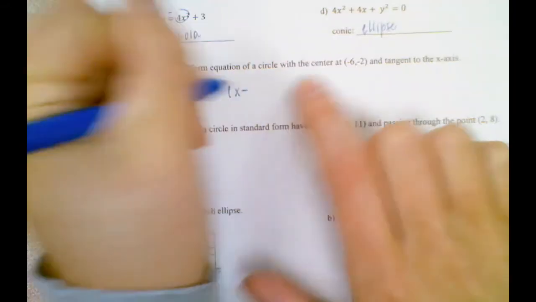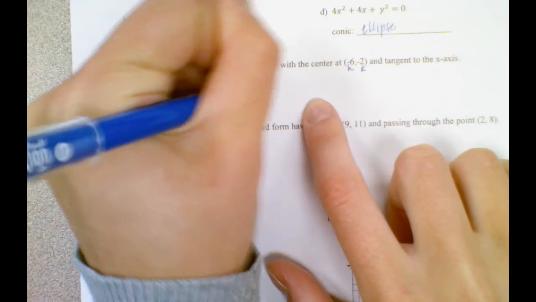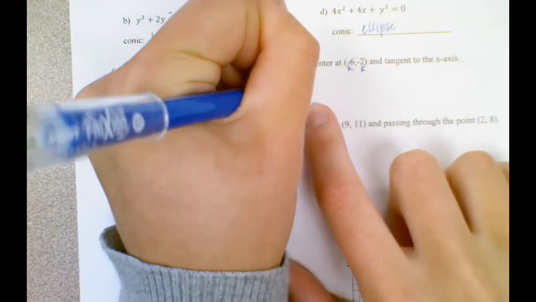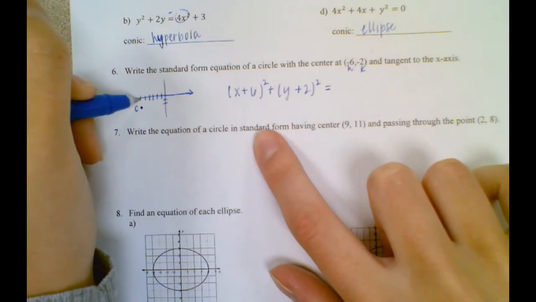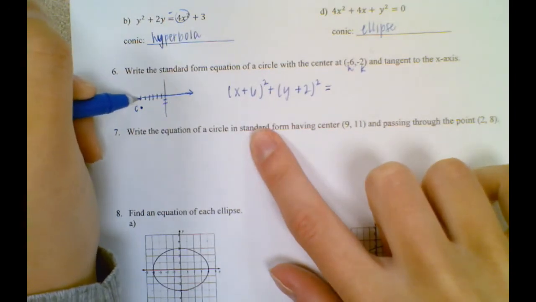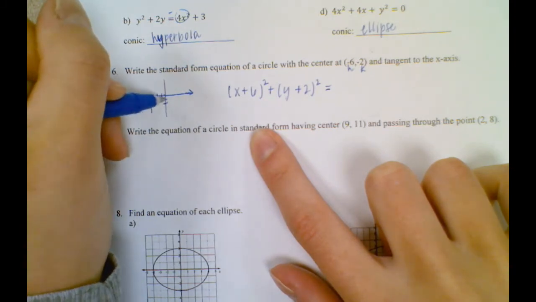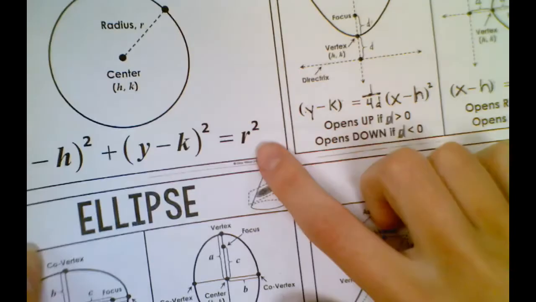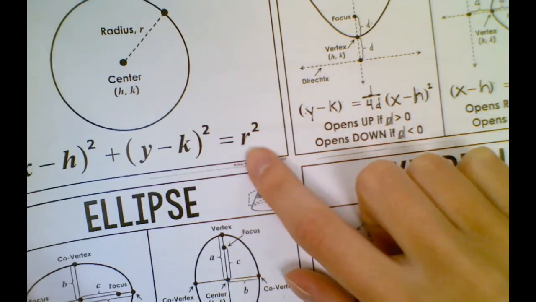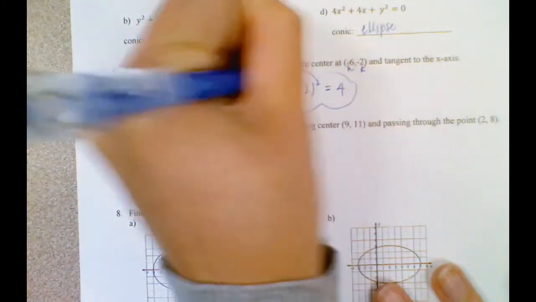X minus h, this is k, so this would become plus 6, plus y minus k, k is negative 2, so that becomes plus 2, and these are squared, equals, all I'm missing is r, your radius. Well, if it is tangent to the x-axis, that means it's going to touch it like that, right? So this distance from the center to the edge of the circle would be 2 units, so r is 2, but in the formula, this is r squared. So if r is 2, 2 squared equals 4. Okay? So there you go.